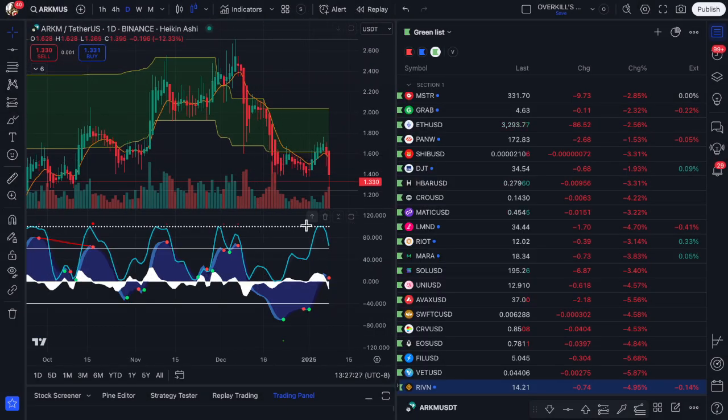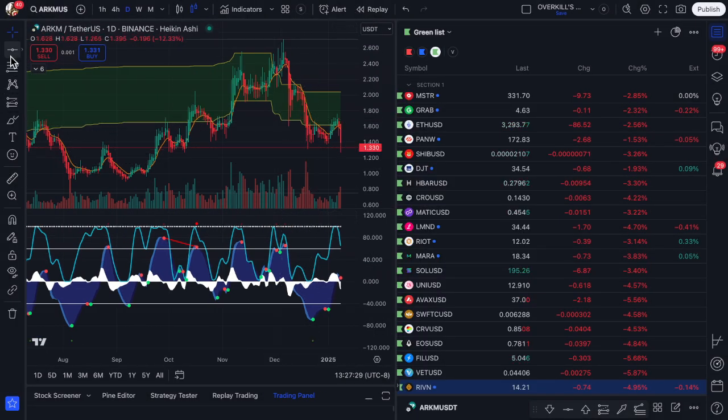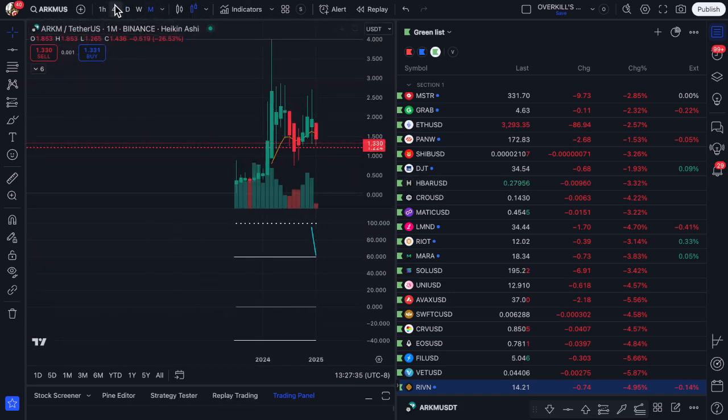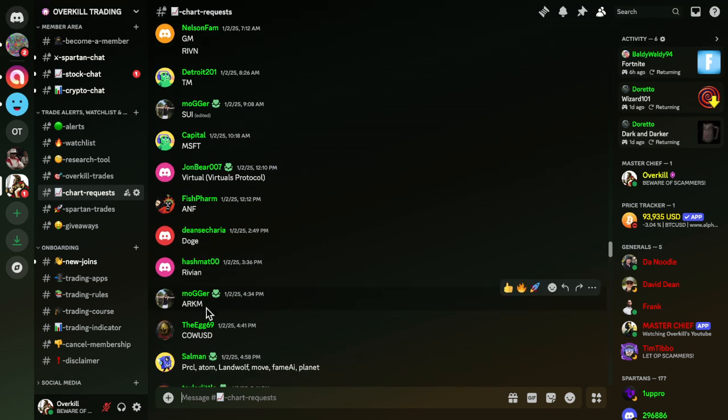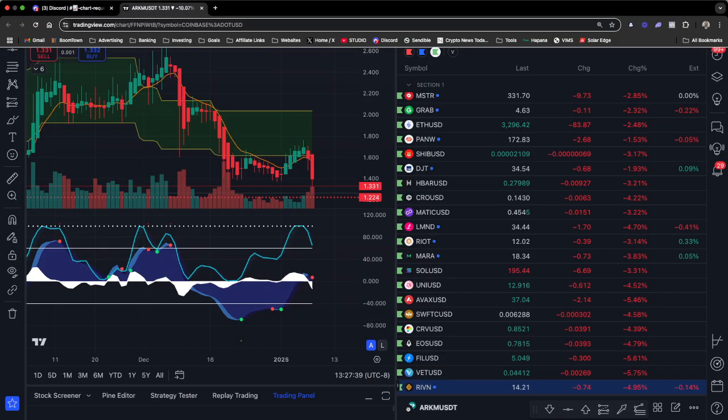ARKM's red today too. Literally everything is red, and that actually broke its low. So 120 is a big level on that one. I'm going to guess the monthly chart has flipped to red here. So not a good looking crypto there, my brother.